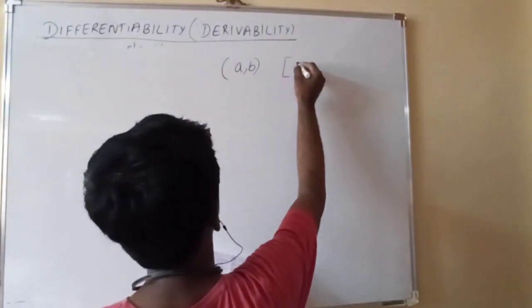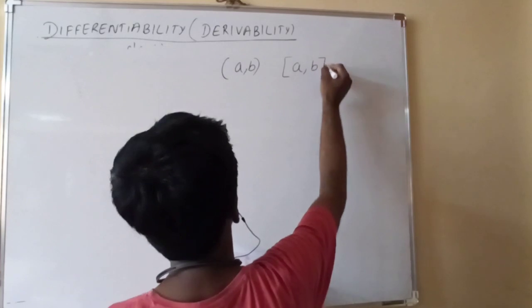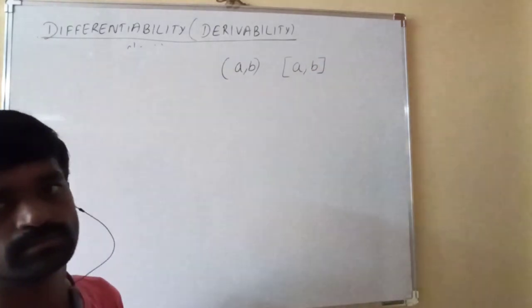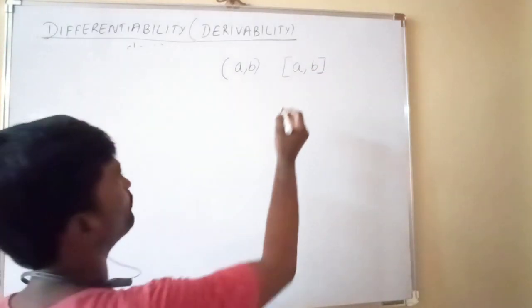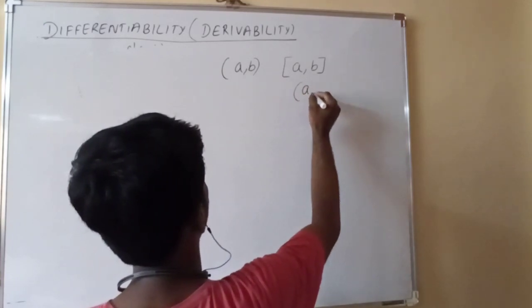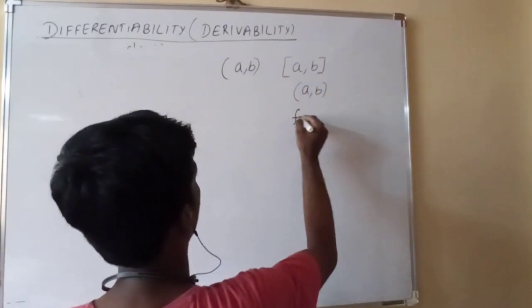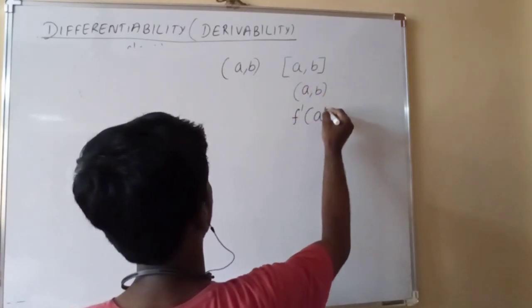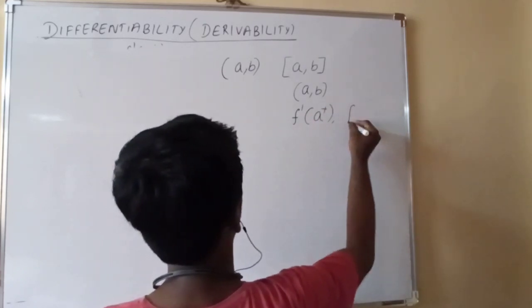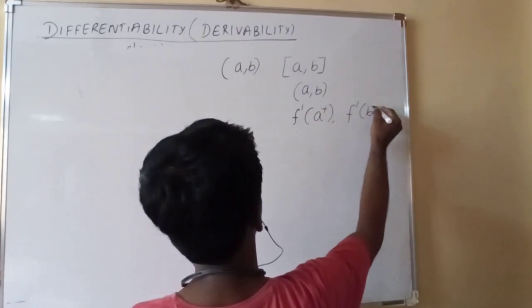When we say that a function is differentiable on the closed interval [a, b], just like continuity, the function must be differentiable on the open interval (a, b), and the function should be right differentiable at a and left differentiable at b.